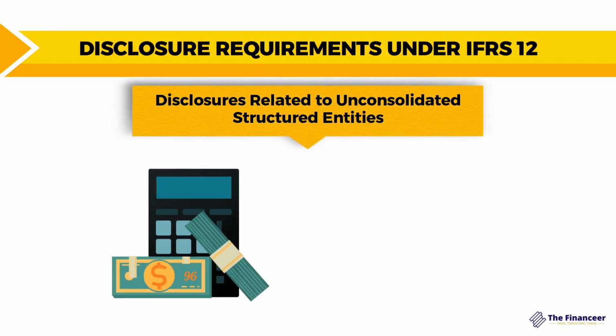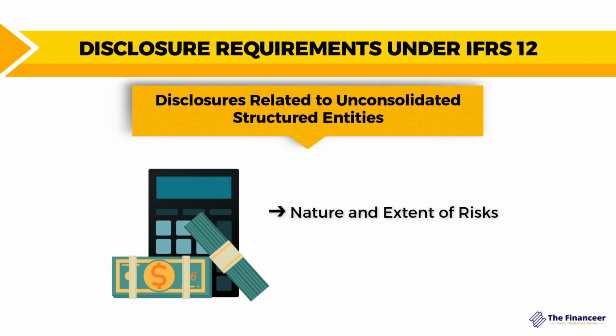And when it comes to the disclosures related to unconsolidated structured entities, the entity must provide disclosures to cover the following: the nature and the extent of risk. So entities must disclose the nature and extent of their interest in unconsolidated structured entities, including the risks involved. And the entity also must provide information about how the entity manages the risk associated with its interest in unconsolidated structured entities.